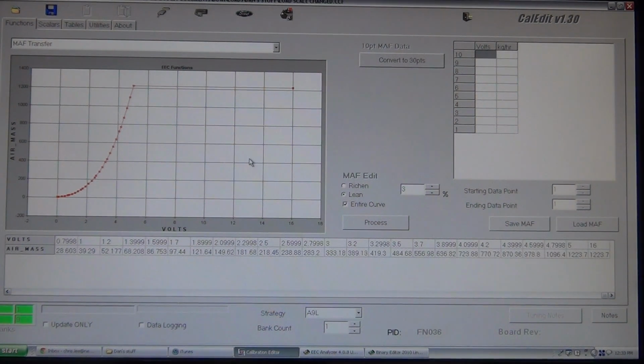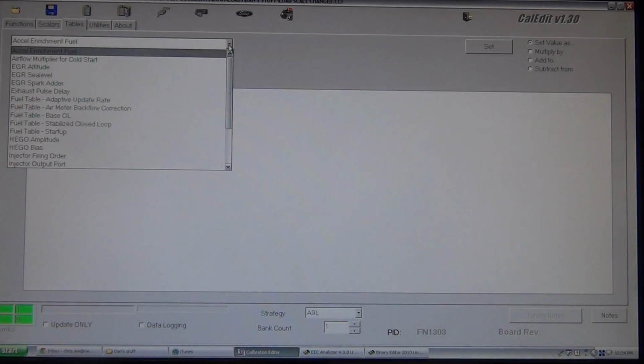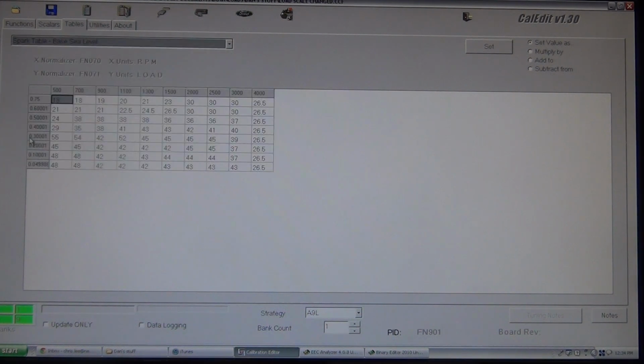So now I'll show you what we did in the timing area. Since I can't figure out in CalEdit how to make it look at just the base and the sea level spark timing as I do in binary editor, you go here, spark table base sea level. There you go. These are all the numbers that are already in there.